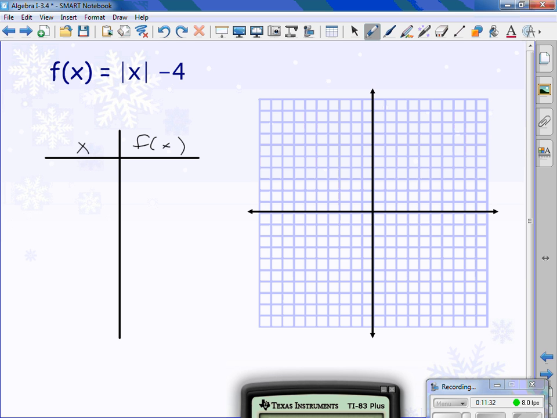Give me a negative number. Negative 5. Negative 3. Give me another one. Negative 2. I'll put 0. Now, just to make it the same, I'll use the same points, but I don't have to. 2, 3, 5.